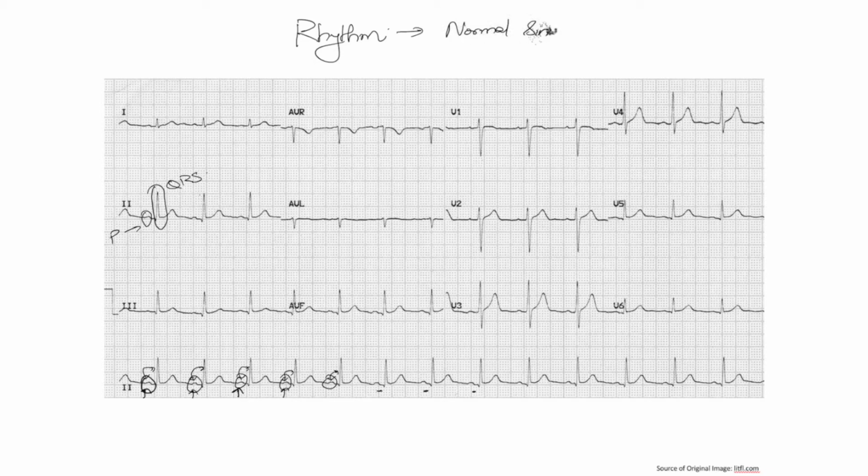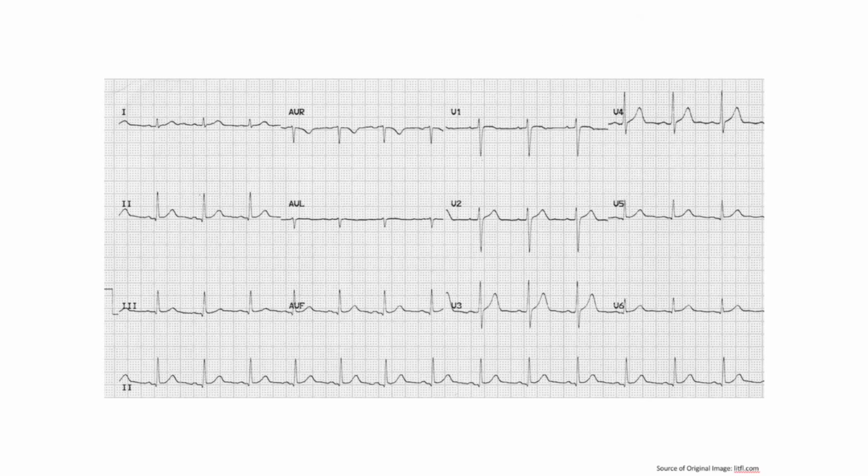sinus rhythm as long as the heart rate is normal. And the normal heart rate equals 60 to 100. So as long as you've seen that the heart rate is between 60 and 100, and the rhythm is sinus rhythm, you can say that the EKG is revealing normal sinus rhythm.